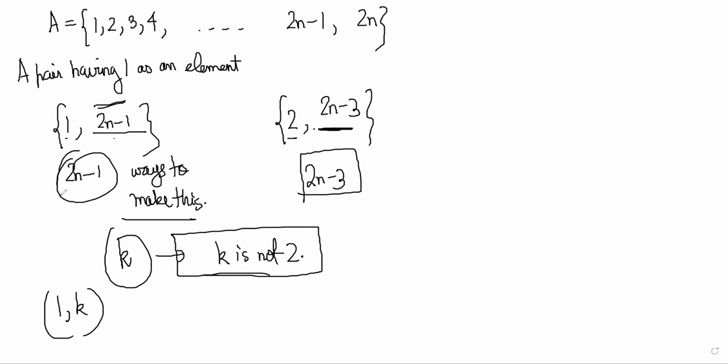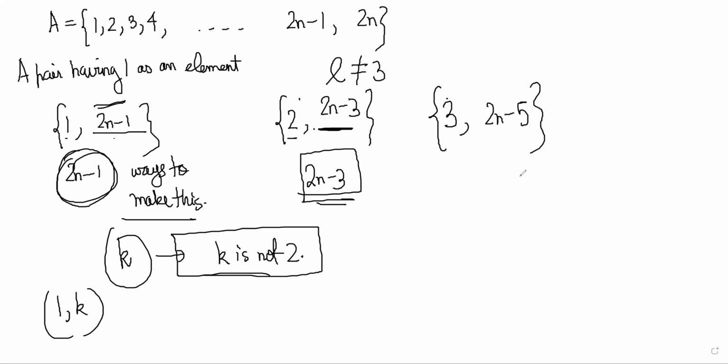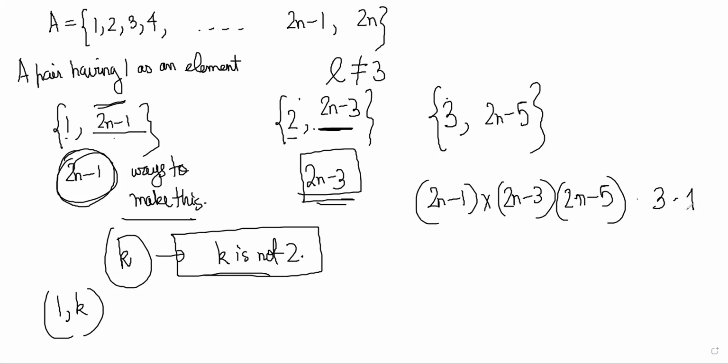2n minus 1 ways to make the first pair, 2n minus 3 ways to make the second pair. Now let's say this is L, and let's say L was not equal to 3. The third one can start with 3, and this one will be 2n minus 5 ways, right? So we're counting odd numbers like this till 2n minus 5, and finally you can do till 3 and 1, right? This should be the answer.